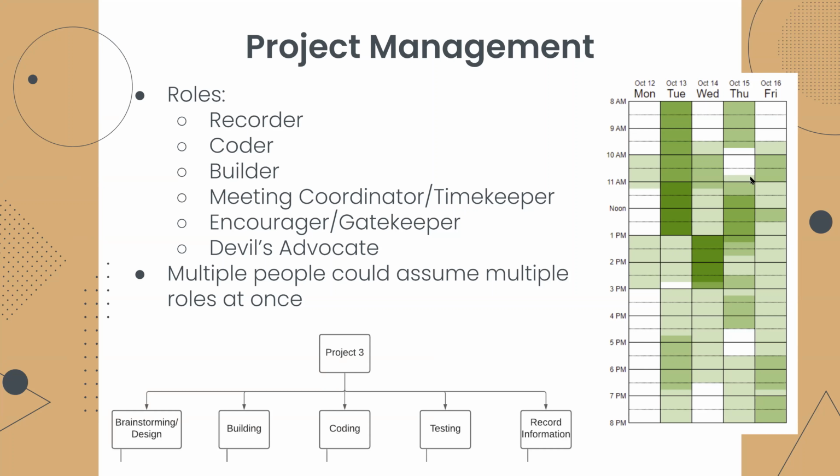Multiple people could assume multiple roles at once. For example, multiple people were coders for this project, and one person could be both a builder and recorder in a single meeting. The screenshot on the right is the main tool we used to figure out when to hold meetings, a website called When to Meet, where each individual would fill in the time slots that they were available, and the very dark green spots would indicate times where the entire group was available.